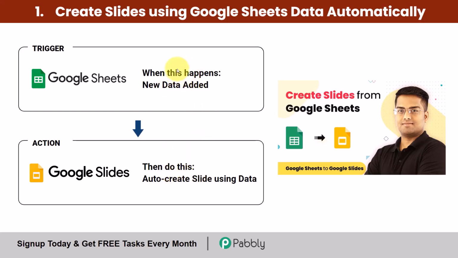Either you can copy the data of each row manually and then create slides one by one, or you can entirely automate this process. So what will happen, every time you add the data, the slides will be created automatically using that data. You do not have to do anything manually. Yes, it is possible. For that, we just need to connect Google Sheets and Google Slides with the help of an automation software. And after that, every time you add the data here, the slides will be created automatically in real time.